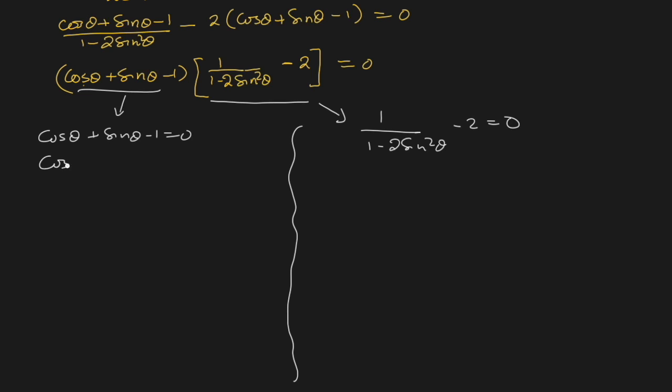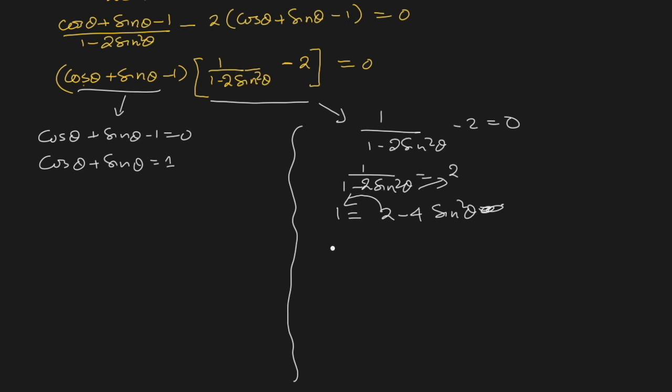This will be cos theta plus sin theta equal to 1. This becomes 1 over 1 minus 2 sin square theta equal to 2. We can cross multiply here. So 1 equal to 2 minus 4 sin square theta, that is done. So now 2 can come here, it will become 1 minus 2 equal to negative 4 sin square theta. Negative 1 equal to negative 4 sin square theta. Divide both sides by negative 4.